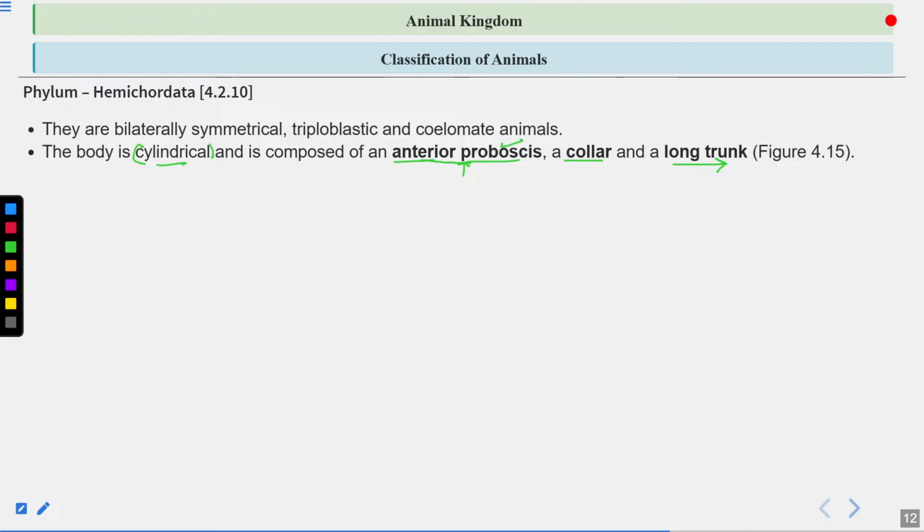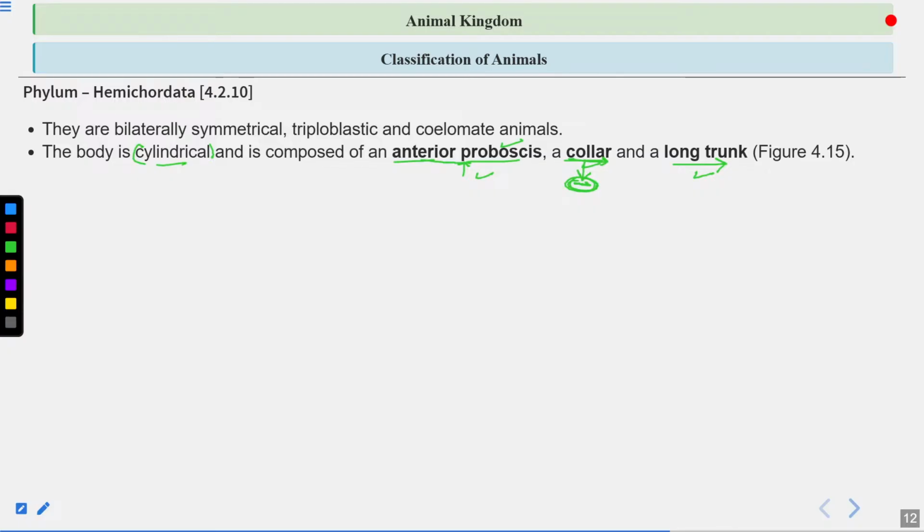Then the next one is the collar. What is the collar? It is a short cylindrical region situated between the proboscis and the trunk. And what is the role of this collar? This region, known as the collar, is primarily for sensory and locomotion function. It can sense the environment, and it also helps in locomotion.